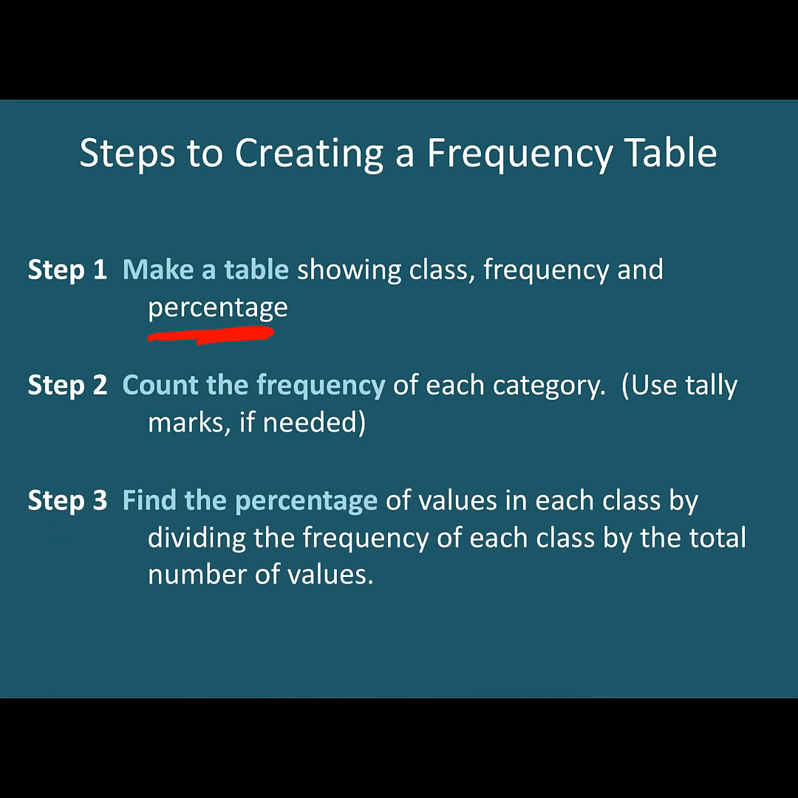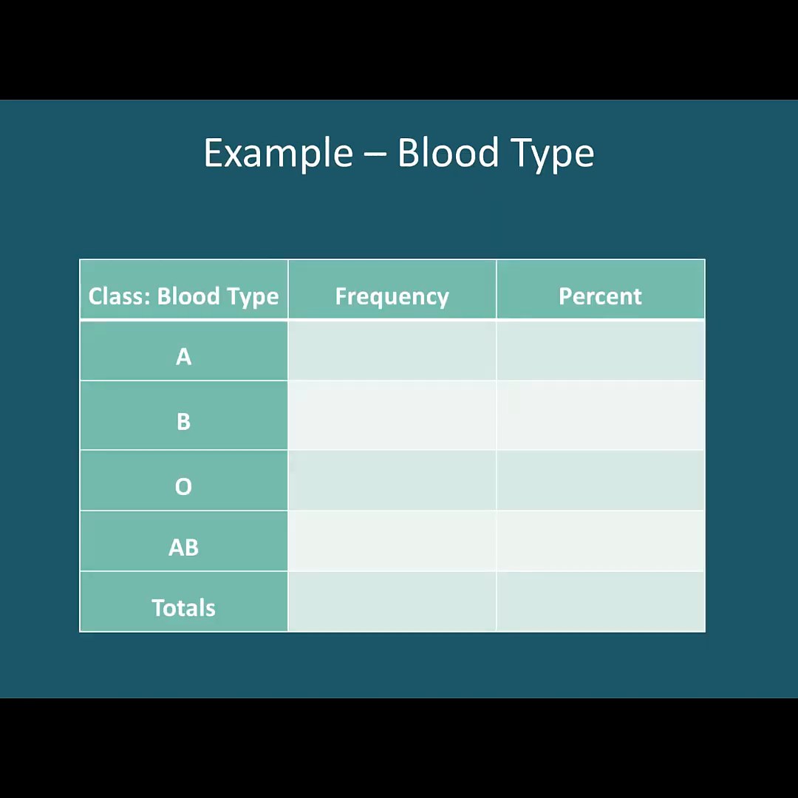Next, find percentage. And we find the percentage of the values in each class by dividing the frequency of each class by the total number of the values. Step 4, find the totals for each column. So once again, as you can see on the left side, I have my class, which is placing our blood types in A, B, O, and type AB.